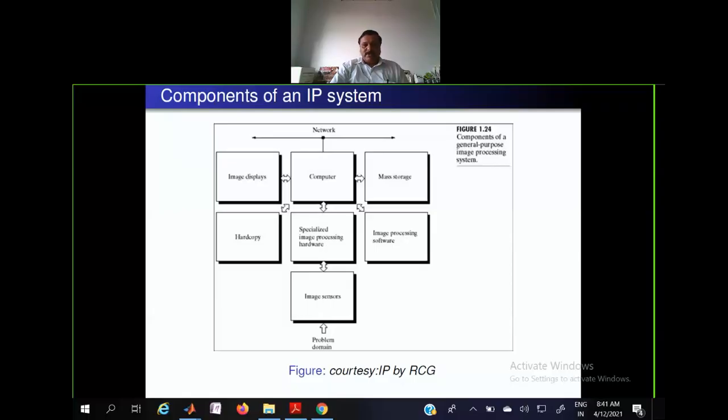For example, I don't need to spend time writing code for reading an image itself. I'll just use a command imread, it reads for me. In the background, there is a lot happening, but the command will directly do the operation for me. So you need image processing software.